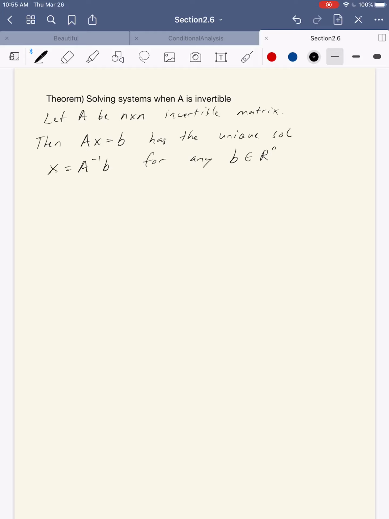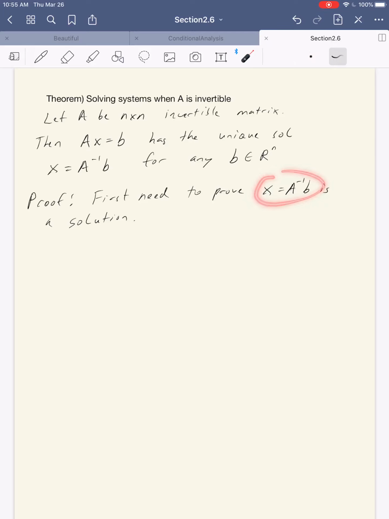So to prove this, we've actually got to prove two things. First, we need to prove X equals A inverse B is a solution. Then we will prove that it is unique. So how do we prove that this guy is a solution? Well, we just do that by directly evaluating.